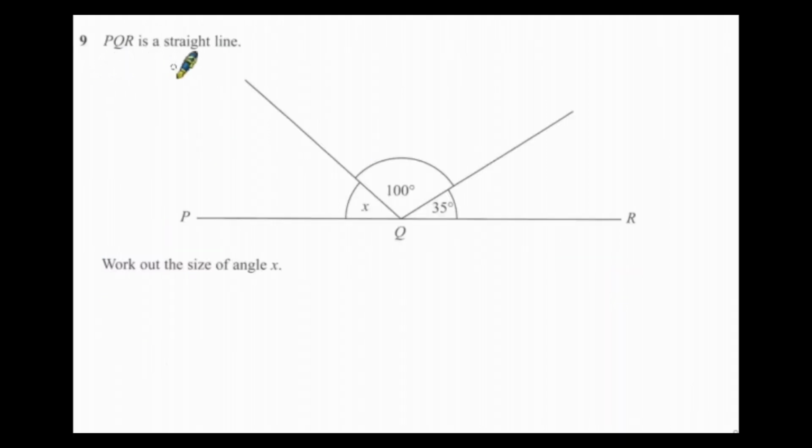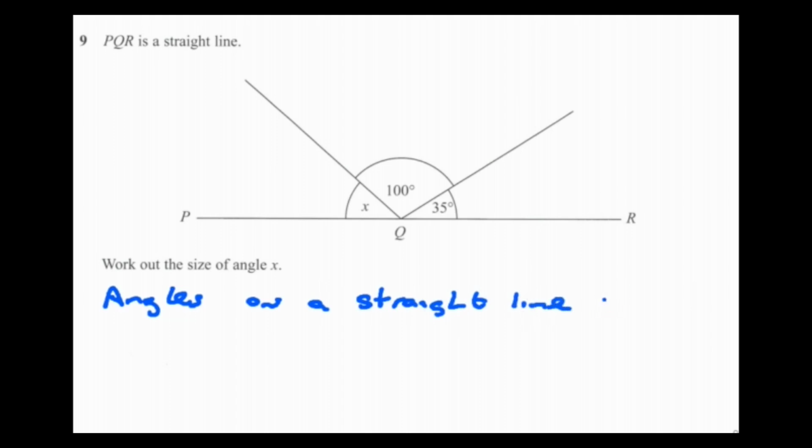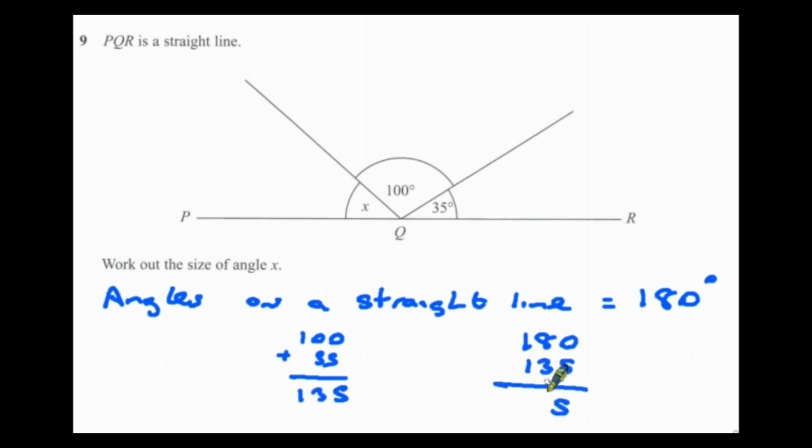Question 9, we are told PQR is a straight line. There's PQR on the bottom, and we're simply asked to work out the size of angle X. Well, one thing that we need to know in order to answer this is one of the angle laws, and it is that angles on a straight line add up to 180 degrees. Therefore, the other two are 100 plus 35. They add up to 135. So if we take that away from the 180, then what is left must be angle X, 45 degrees.